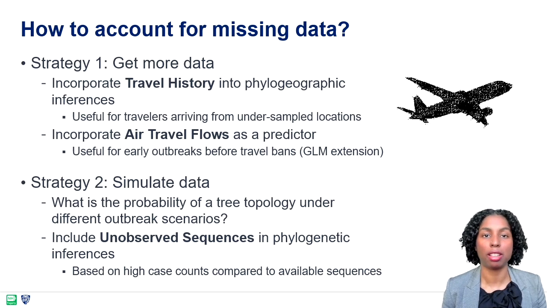So, to account for the missing data, molecular epidemiologists thought of two strategies. The first was to get more data besides genetic data. This is achieved by incorporating travel history into phylogeographic inferences. This is useful to gain insight into the viral diversity from undersampled locations by including the movements of travelers arriving from these locations. Using the GLM extension we just covered, we can also incorporate air travel flows as predictors of potential viral introductions, which is useful to model early outbreaks before travel bans. The second strategy relied on simulating genetic data by questioning the probability of a tree topology under different outbreak scenarios. We can also include unobserved sequences in phylogenetic inferences based on high case counts in addition to the available sequences.